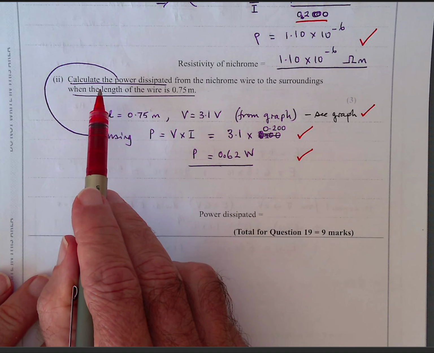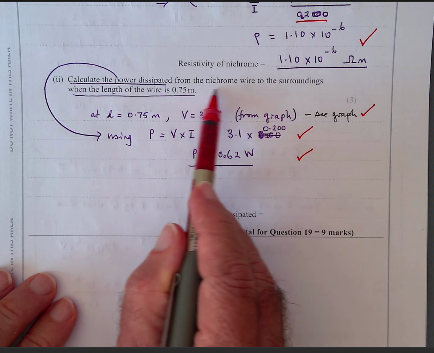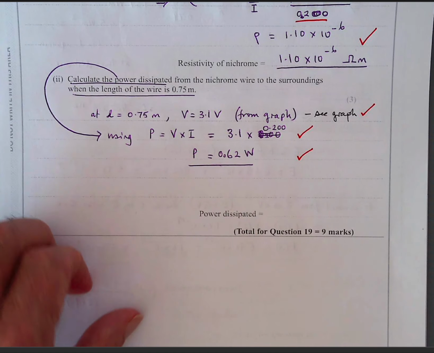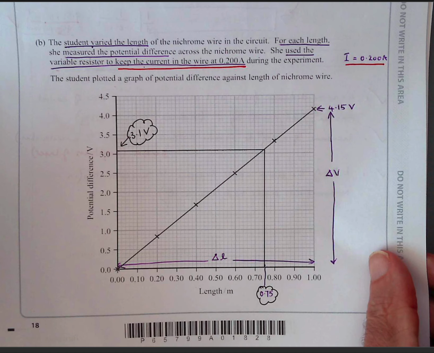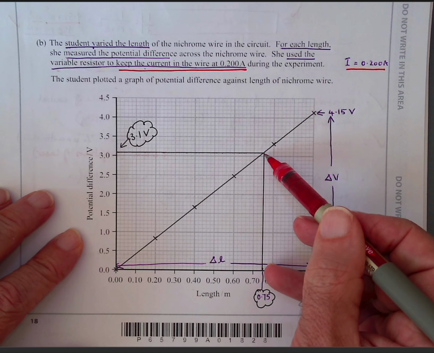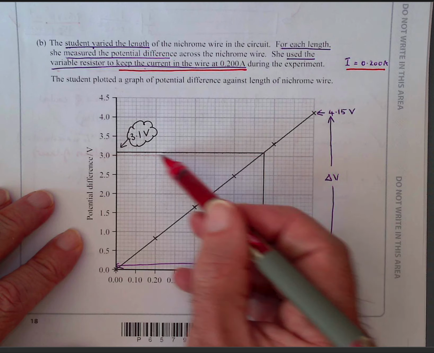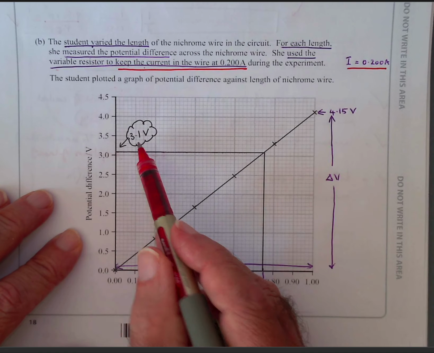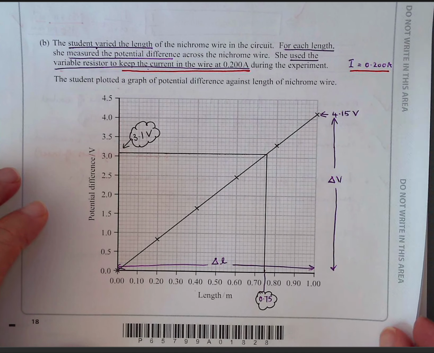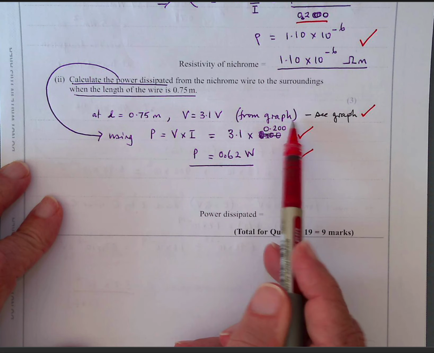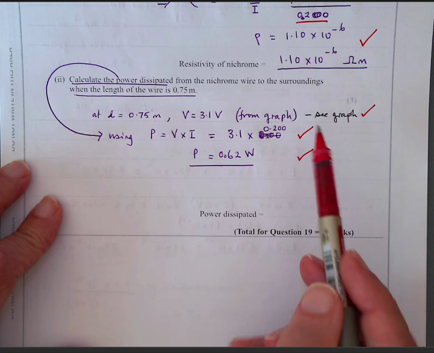Finally, they want you to calculate the power dissipated from the nichrome wire to the surroundings when the length of the wire is 0.75 meters. So you have to go back to your graph, find 0.75, draw a line up to the plotted line, and across, and see that at that length, 0.75, the voltage is 3.1 volts. Use a ruler and a pencil. Once you do that, we know the voltage from the graph. That gives you 1 mark. So show your working on the graph.